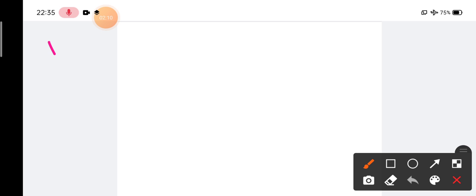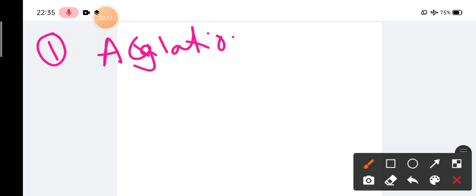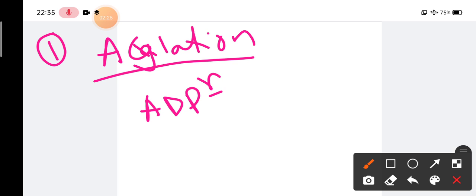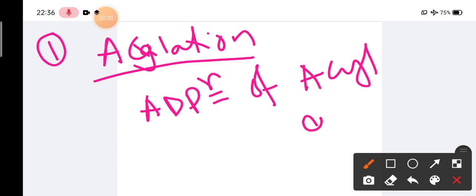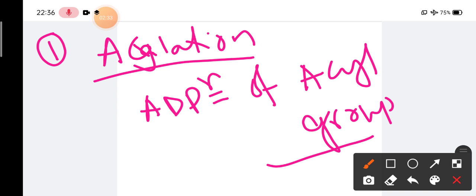The first reaction is the acylation reaction. So what is the acylation reaction? Acylation means the addition of an acyl group. Acylation reaction is basically the addition of an acyl group.